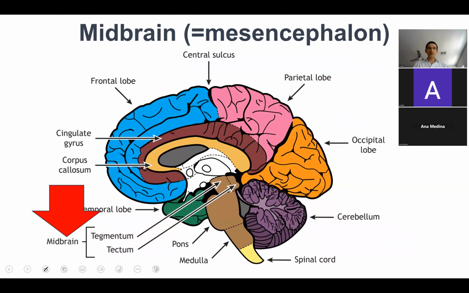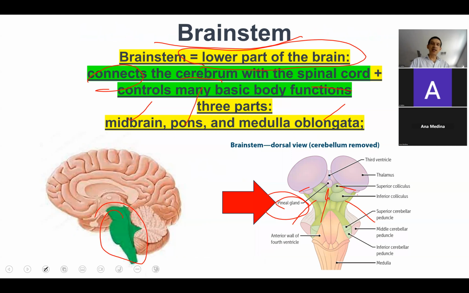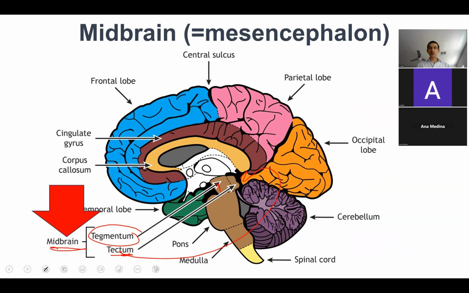Now, once again, the midbrain, mesencephalon. This is the portion of the midbrain called tegmentum right here. And this is the portion that looks like a roof. That's your tectum. This is the tectum from the back. So I'm looking at the brain like so. Tectum means the roof. We'll go over it in a second.